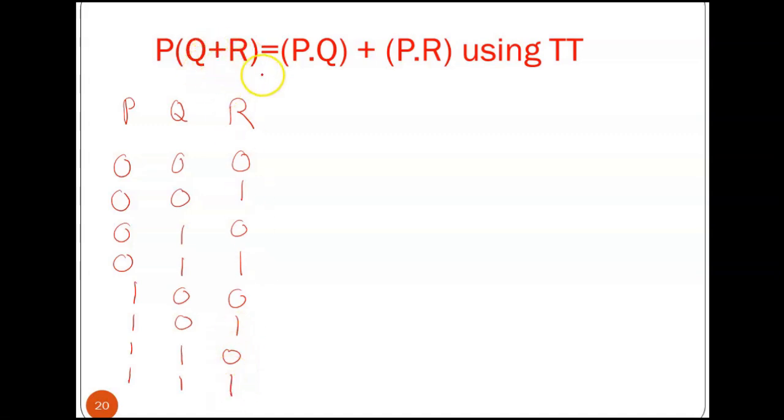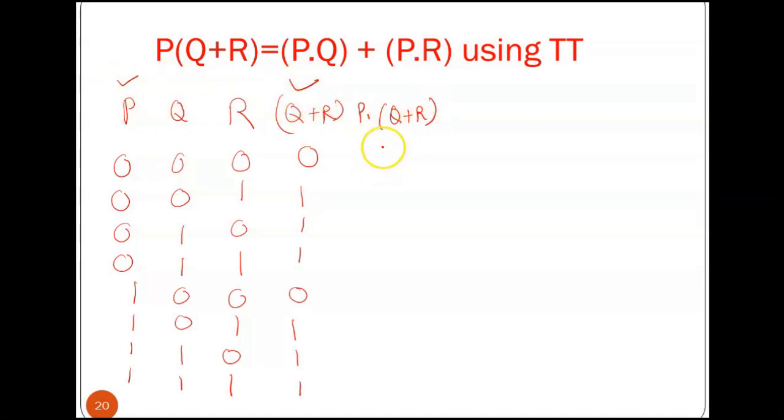Now what you will do, you will find Q plus R. Please check it out. Q plus R, if any one input is true, it will give you a true result. Well, 0 plus 0 is 0 only, and everywhere else we have 1, true. So it will give you Q plus R. Then P dot (Q plus R). You have to do it with this and this. If both of the inputs are true, then only you get the true result. So 0 and 0 is 0, so obviously 0, 0. Then here also 0, and the last three you can see all are 1. So this is the LHS part, done.